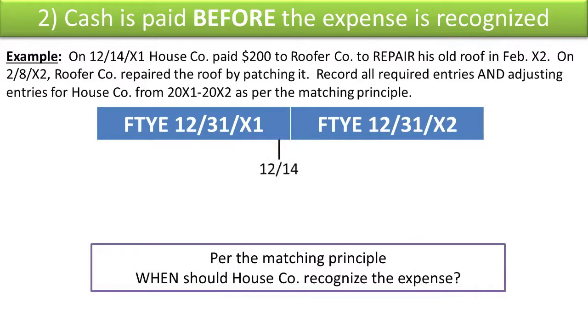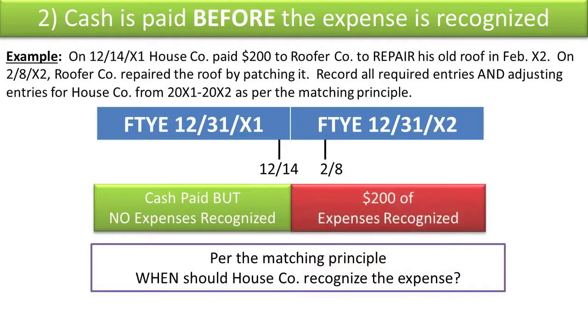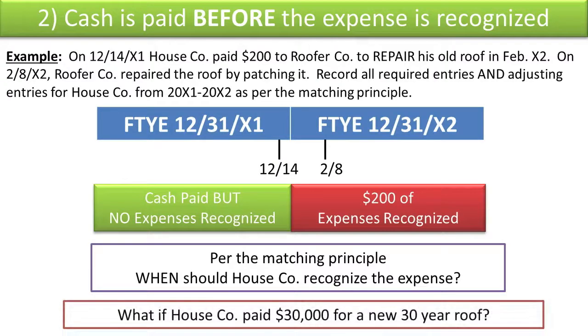On 12/14/X1, the payment was made. Cash was paid, but no expenses should be recognized because the benefit has not been received yet. On February 8th, X2, $200 of expenses should be recognized because that's when the repair was made and the benefit was received. Here's a different question just to get you thinking and preparing you for a later topic.